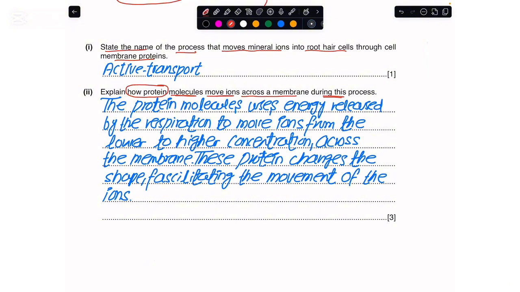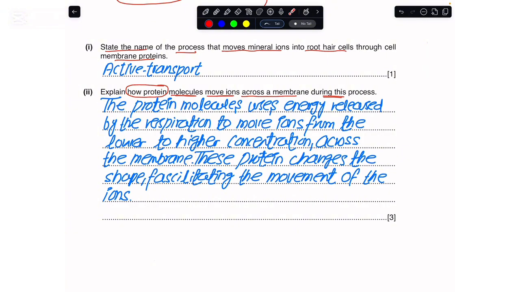So since active transport is being utilized and the protein molecules are being utilized, we need energy released from the mitochondria by respiration. So we would say that the protein molecules use energy that is released by respiration. And by that the ions would move from the lower concentration on the outside to the higher concentration on the inside. And that too is happening across a membrane. So all this elaboration is for active transport.